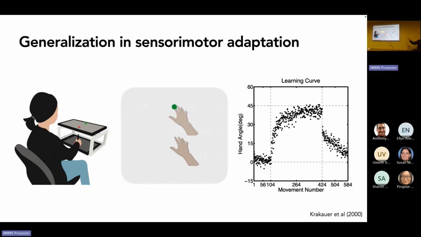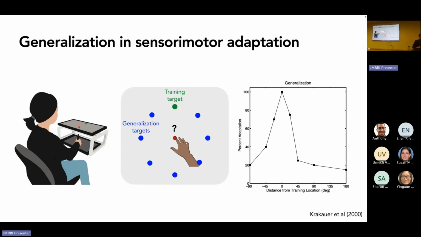Now the question in this more traditional adaptation task is what happens in generalization. And the way that we study this is that you would train at one target, and then after a while, once your learning curve was done, you would introduce other targets to move to. And what people show is this classic Gaussian-like function, where this is where you train.